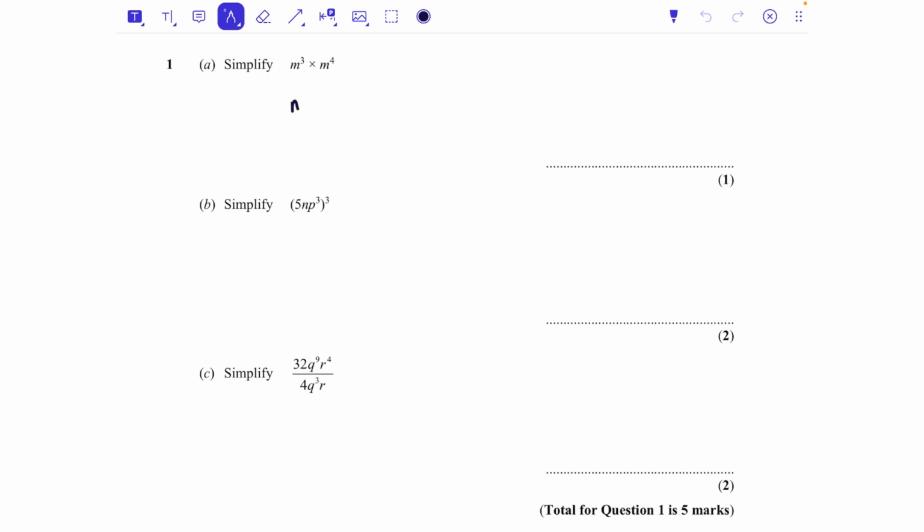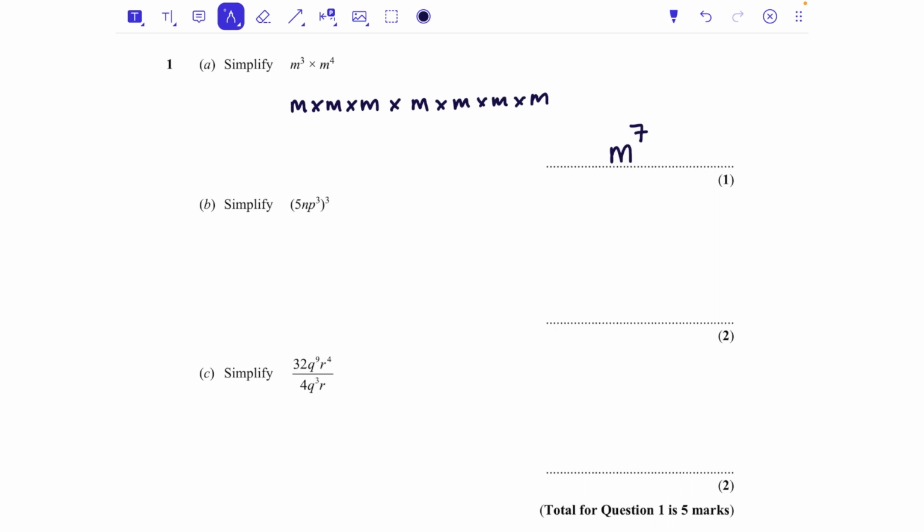And the reason we're doing that is because we've got m times m times m, that's m cubed. And we're timesing it by m times m times m times m, and that's m to the power of 4. So altogether, we have m to the power of 7.